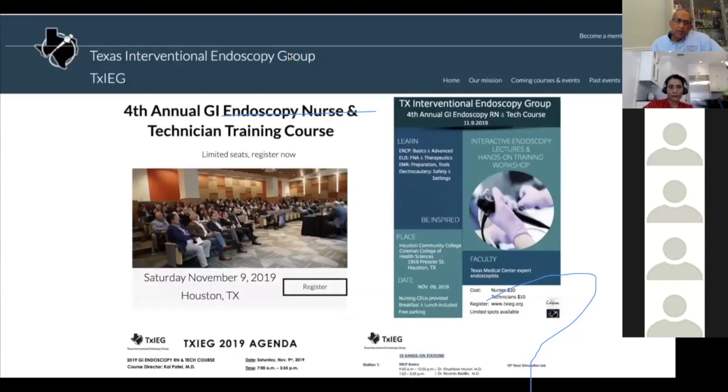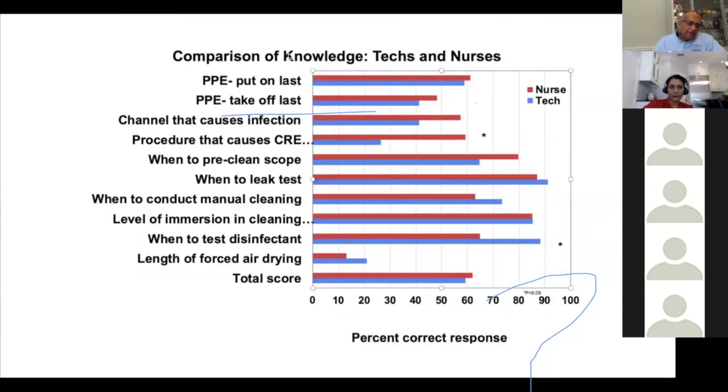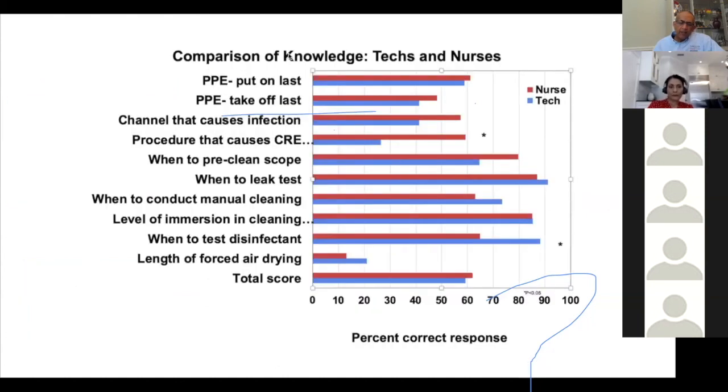So at this point, I would like to share with you some of the excellent work done by our group, the Texas Interventional Endoscopy Group. Sanjay Suresh did a nice study in 2019. We took 105 techs and nurses who attended the course, and we gave them a questionnaire on infection control. And this is what Sanjay found.